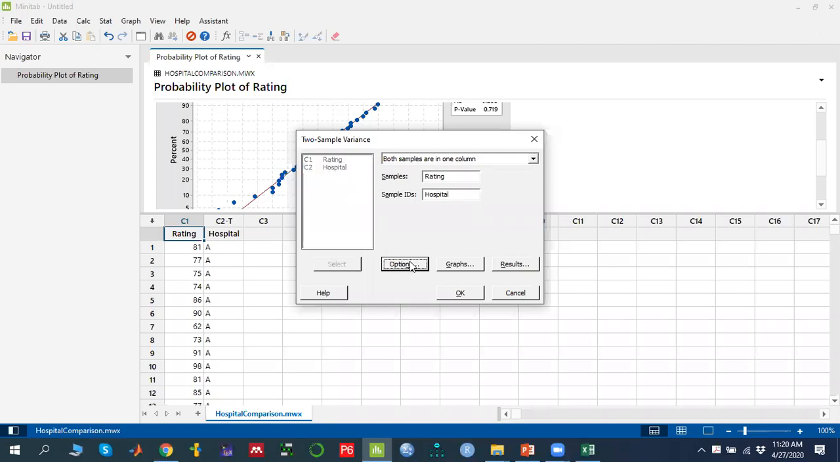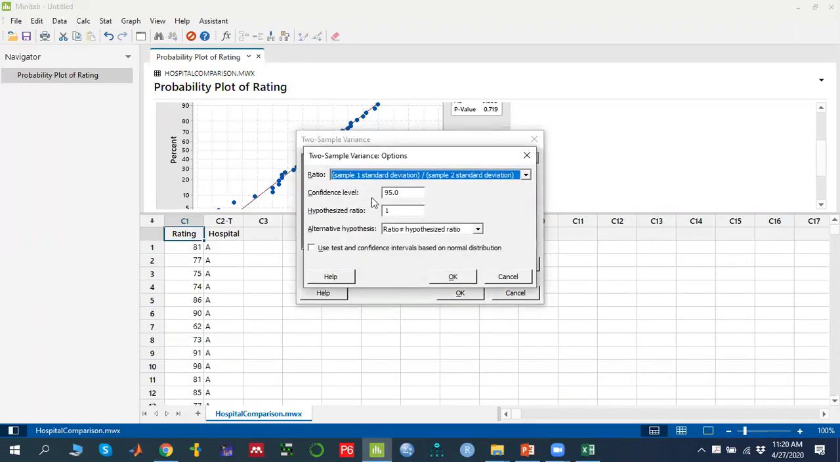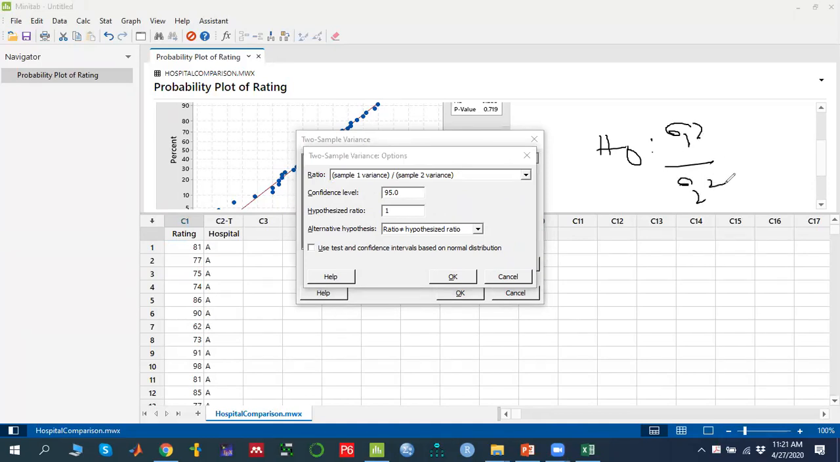Okay, and then if I go to the options, whether we want to test the ratio of the standard deviation or the ratio of variance, I'm using the ratio of variances, right? So 95% confidence means alpha is equal to 5%, and the hypothesized ratio, as we know, in the F test we write H naught: sigma 1 square over sigma 2 square is equal to 1, whereas in the alternative hypothesis, the ratio of the variances is not equal to 1.